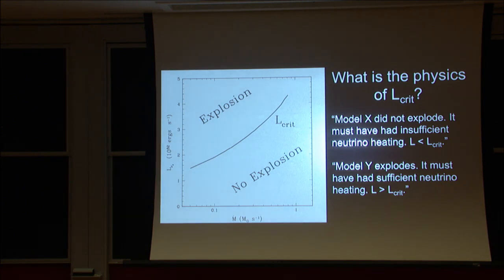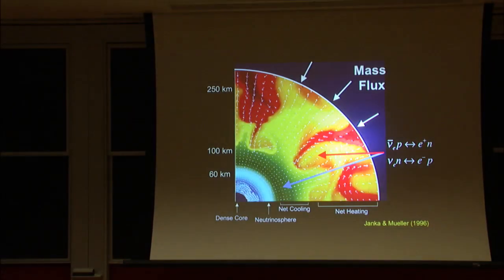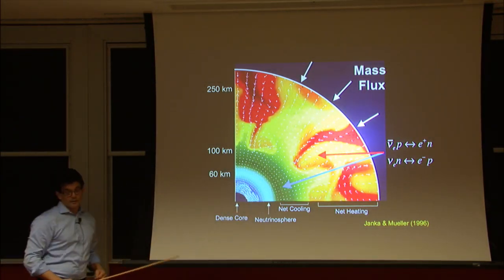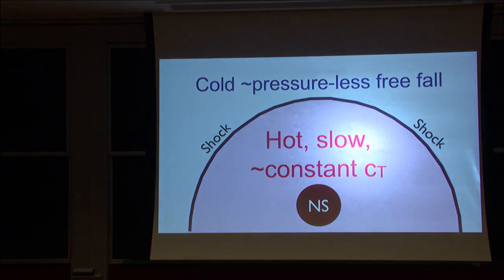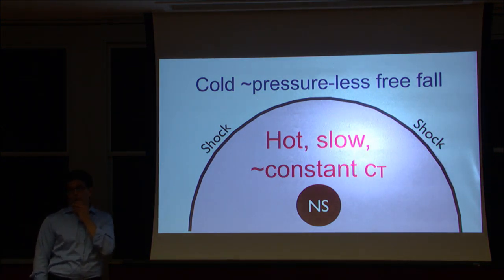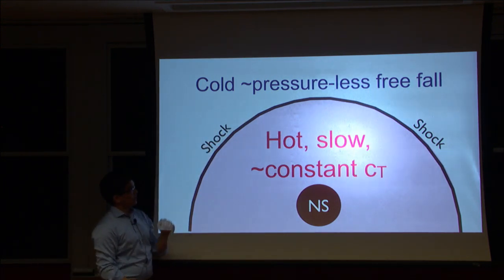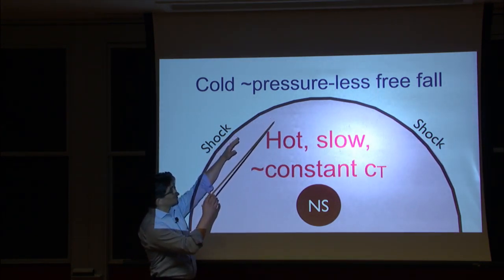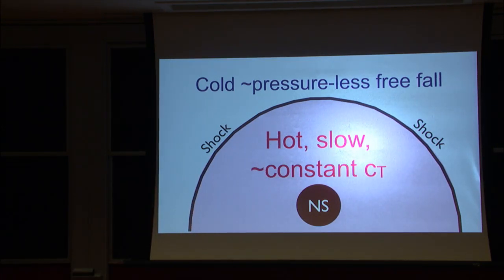Where am I going with this? Where I'm going is that we decided to simplify the problem even further. We decided to model this complex situation with mass flux coming in, a shock, heating, and cooling with a set central gravitational potential, with the simplest model problem we could possibly write down. And that is cold, pressureless free fall landing on a shock wave, and then material that's hot and slow and of some specified sound speed accreting slowly onto the neutron star.